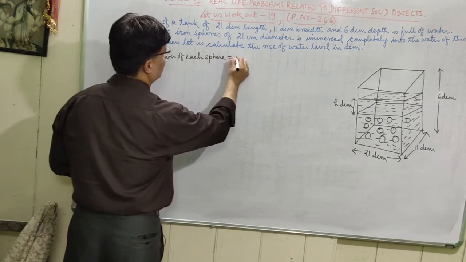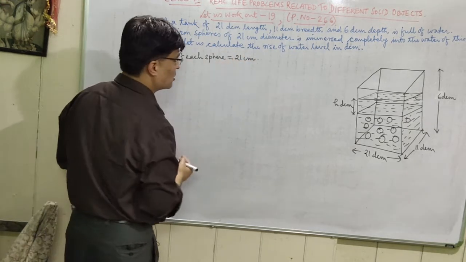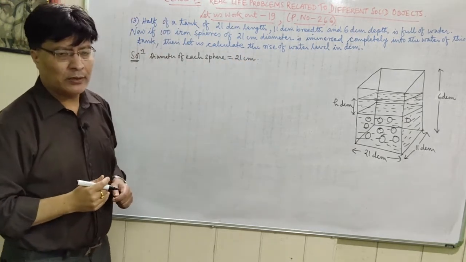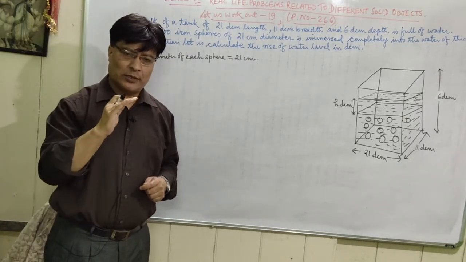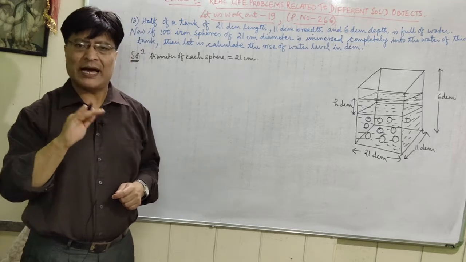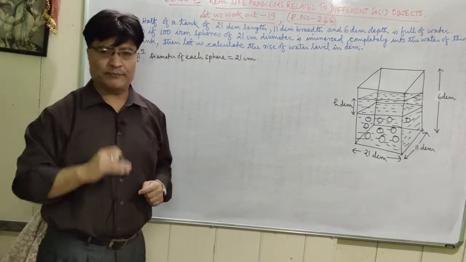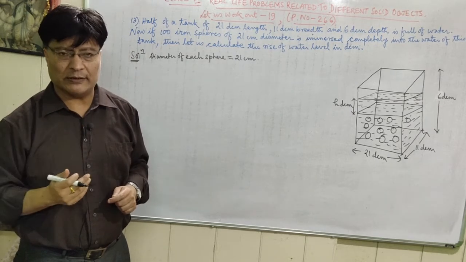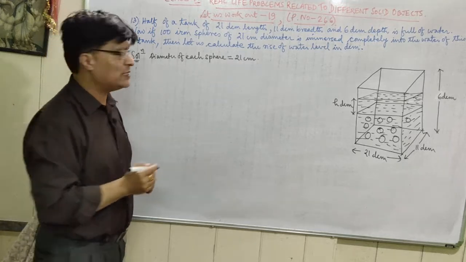So what is the diameter of each sphere? It is 21 centimeter. So let us convert into decimeter. Decimeter is the higher unit of length, so if you convert this centimeter into decimeter, you have to divide it by 10.